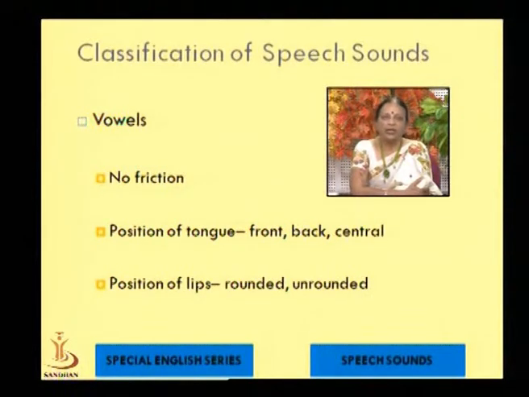When you say something like oo, try saying oo, what happens? Your lips are rounded. What happens when you say ah, when you say e, you would notice that the lips are not rounded. We will also have to look at whether the vowels are open or close. Between open and close, you would have half open and half close.